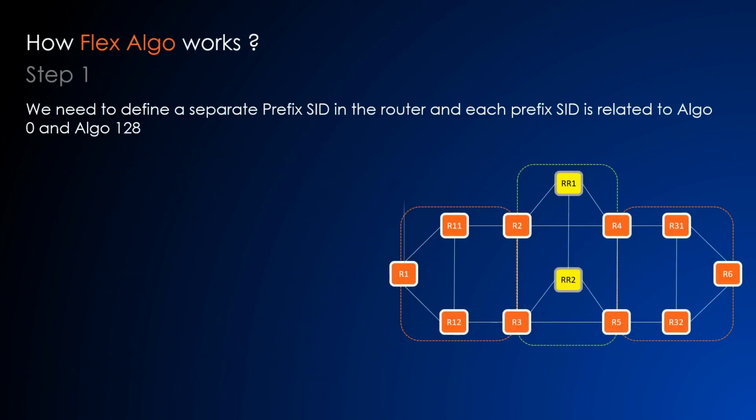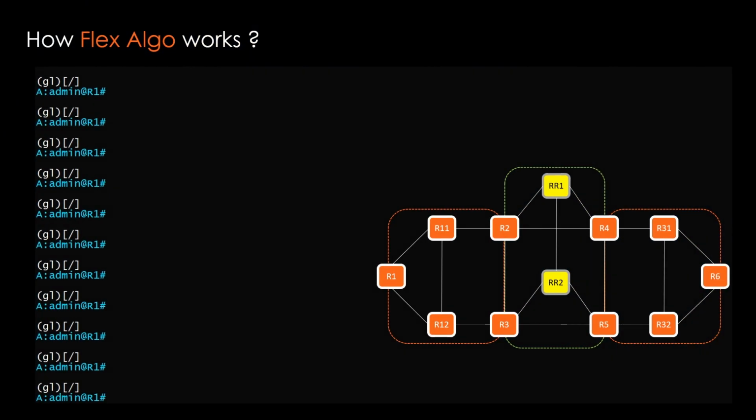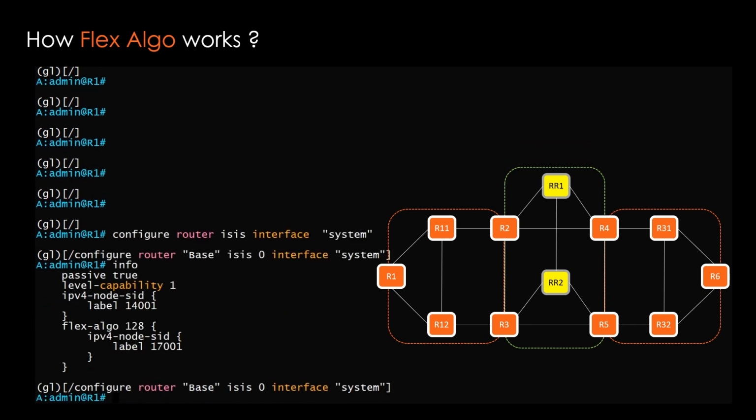We need to have a separate prefix set defined in the routers, and each prefix set relates to the algo. So the default algo, Algo 0, is the default IGP to find the best path, which is the IGP metric, and by default every node participates in the default Algo 0. So we need to configure that under IS-IS with a label value that has been defined here as 14001, and the Flex Algo 128, which is defined with 17001.